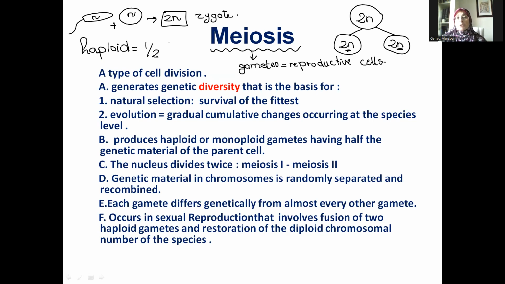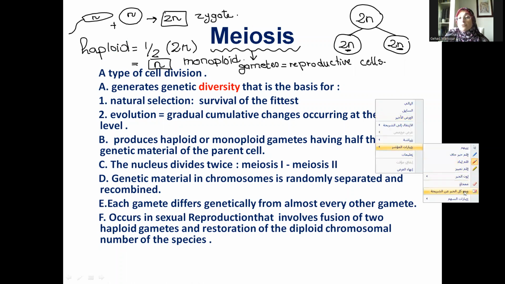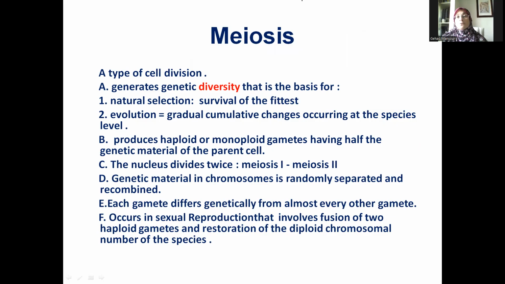And since the original number of chromosomes in most organisms is diploid, then a haploid gamete will contain only one N or one set of chromosomes. And that's why haploid in diploid organisms may be equivalent to monoploid. Okay? So meiosis is called reductional division because when meiosis is complete, it results in halving the number of chromosomes by dividing it by 2.